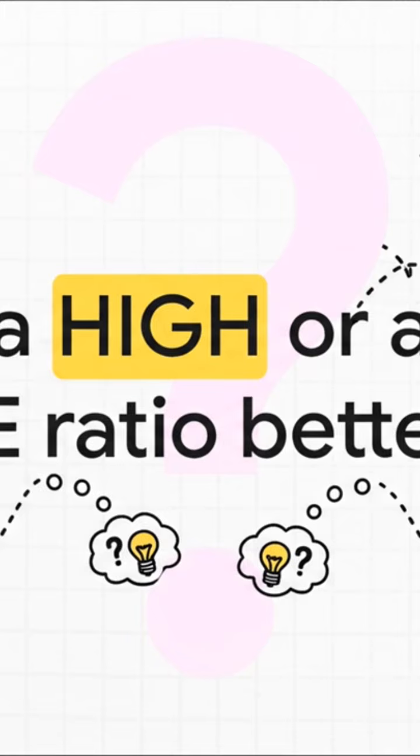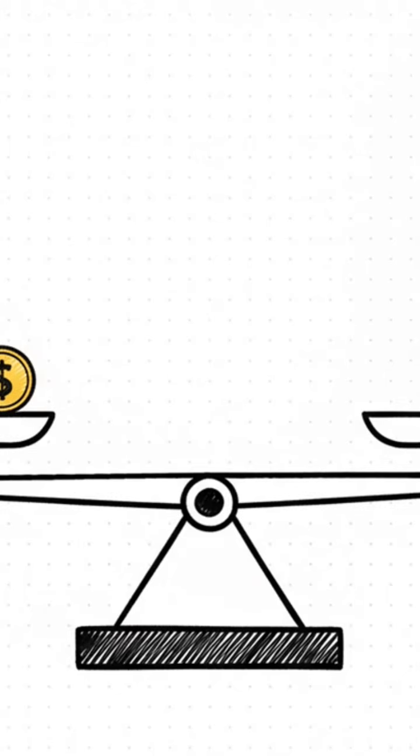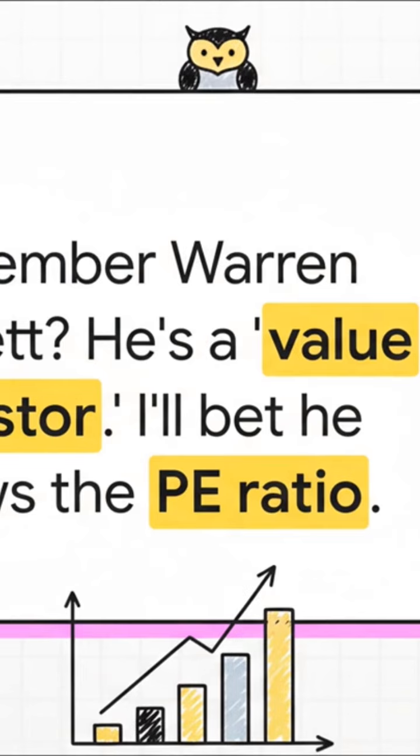Which leads to the million-dollar question, right? Is a high PE better or is a low one better? Well, usually a lower PE is what you want. You're just paying less for the same amount of profit. Legendary value investors, like Warren Buffett, built fortunes focusing on exactly this, value, not just price.